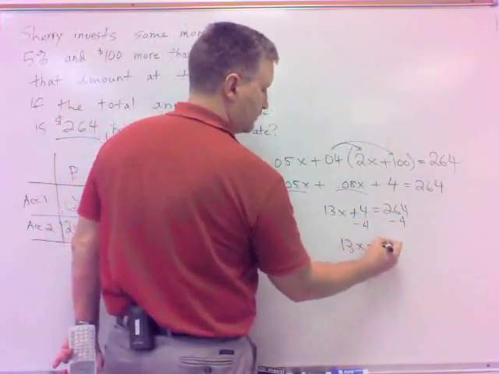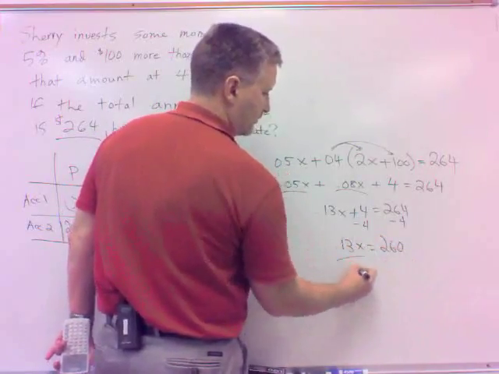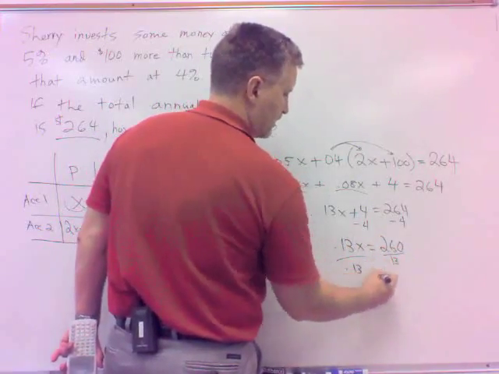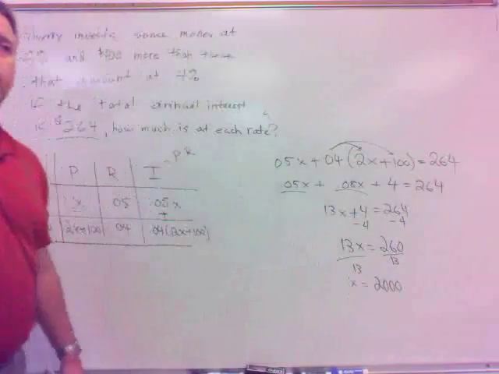So 0.13x equals 260 divided by 0.13. I get x is 2,000 there. Is that right?